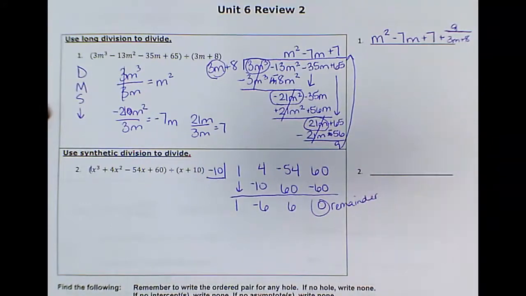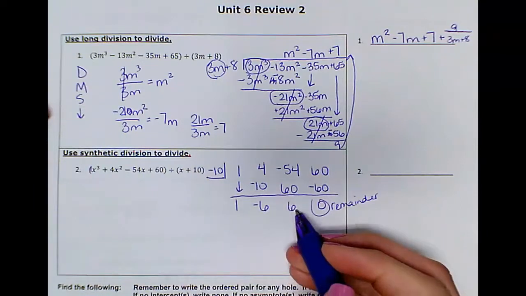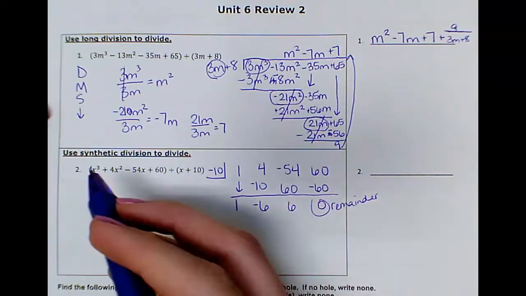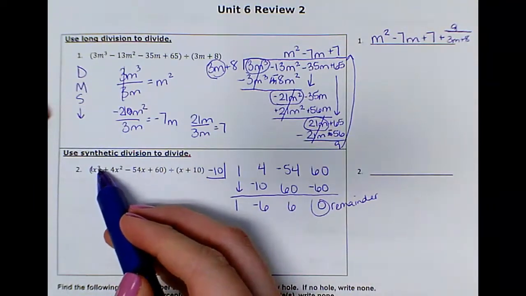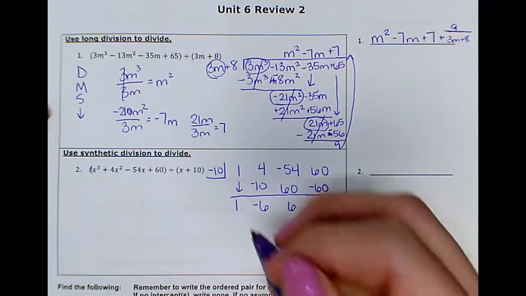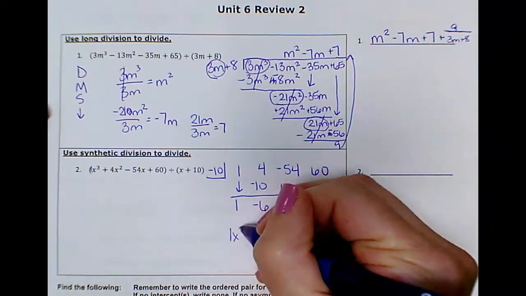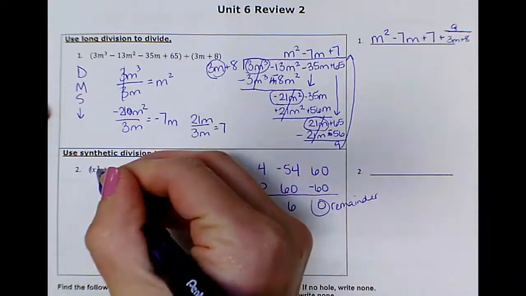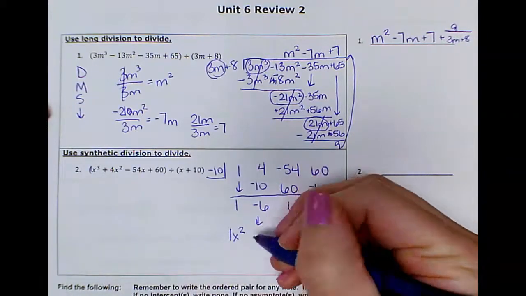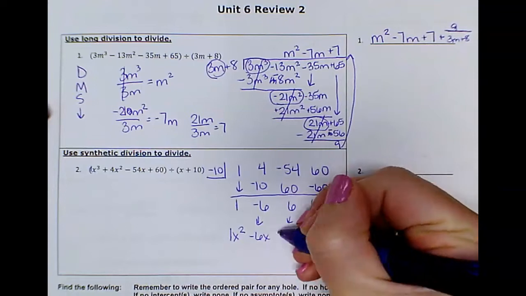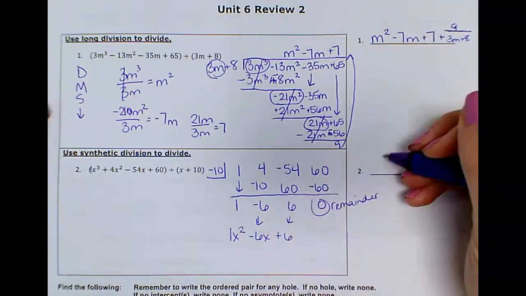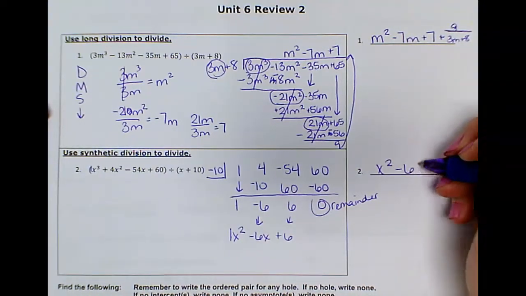And when I write my answer, these are my coefficients of the answer, and I give them x's with 1 less power than what I started with. So this would be 1x squared, because that's 1 less power than the x cubed. And then minus 6x, and then plus 6 with no remainder. So here is my answer.